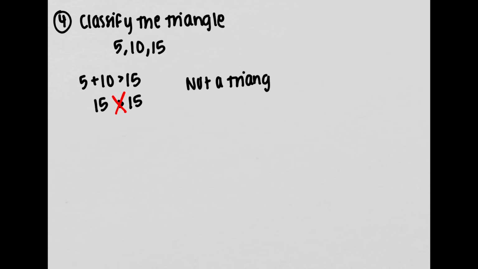Number 4 is another classify the triangle. So we're going to check our sides. 5 plus 10 is greater than 15? 5 plus 10 gives me 15, and 15 is not greater than 15. So this tells me that this is not a triangle. We don't go any further. You don't try to classify. You don't plug it into the Pythagorean. You stop here and just state that it's not a triangle.